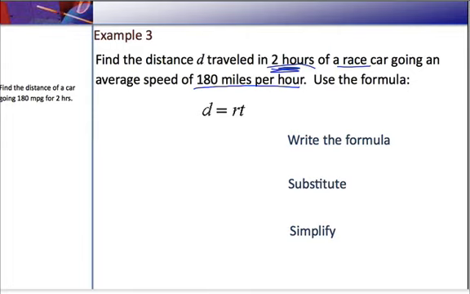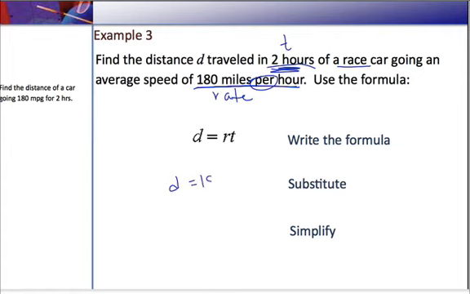Alright, so I got it right here. My formula is distance equals rate times time. Now we're going to substitute in our values. If we have 2 hours, that's clearly a time value, and 180 miles per hour. We see that word per, so that has to be a rate. So we want the distance.